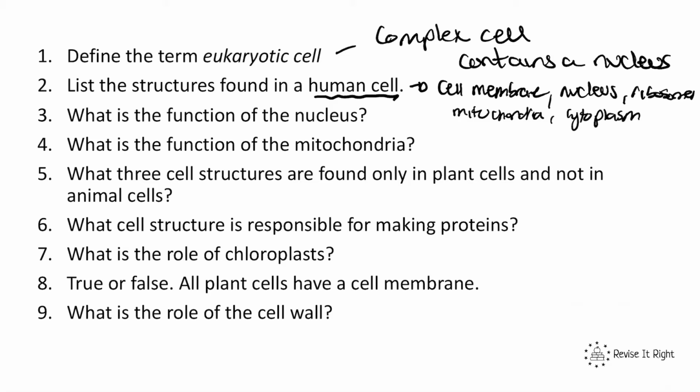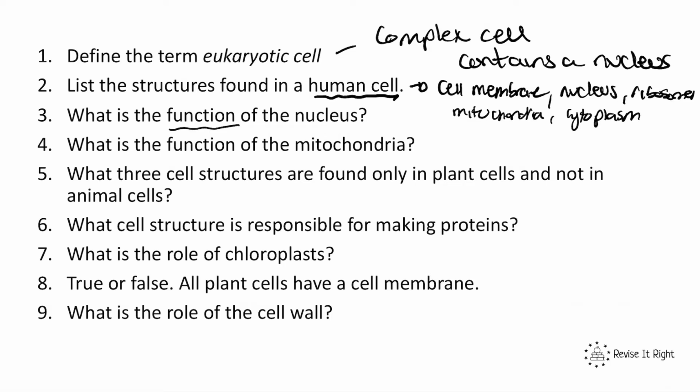What is the function of the nucleus? The function just means what it does. Now the nucleus contains genetic material and it controls the cell. So that's the answer. What is the function of the mitochondria? Well, that's where aerobic respiration happens, which provides energy for the cell. What three cell structures are found only in plant cells and not in animal cells? Well, for that you should have got the vacuole, the permanent vacuole, the cell wall, and the chloroplast.